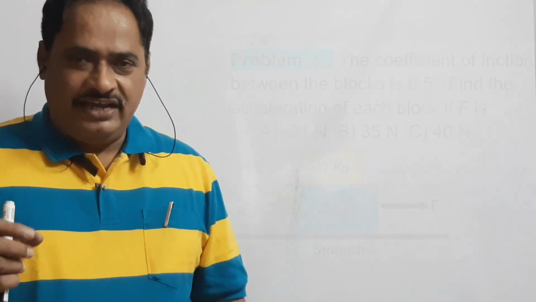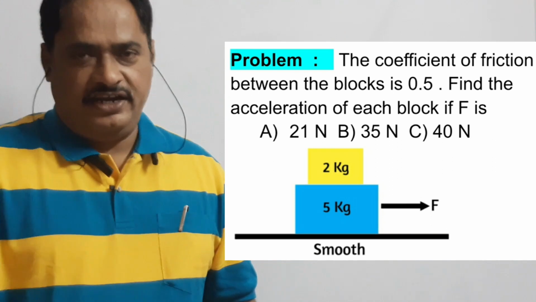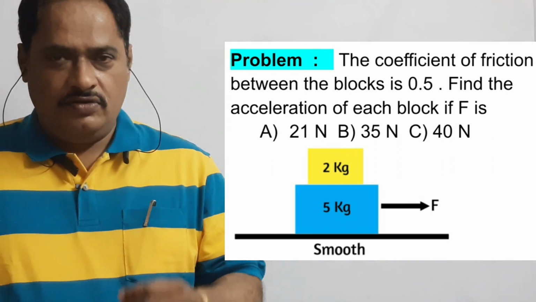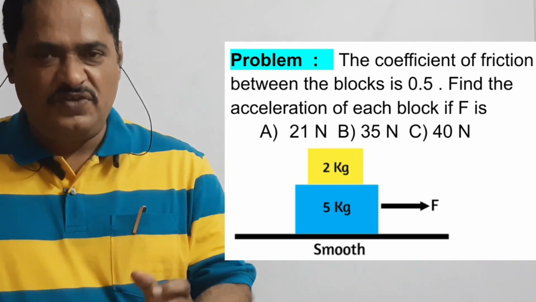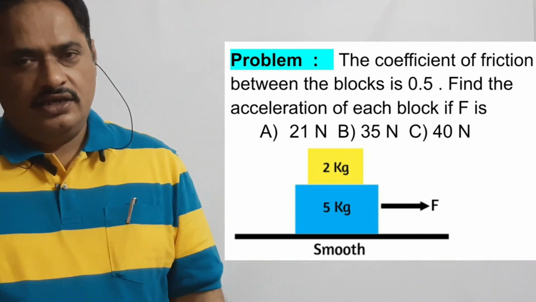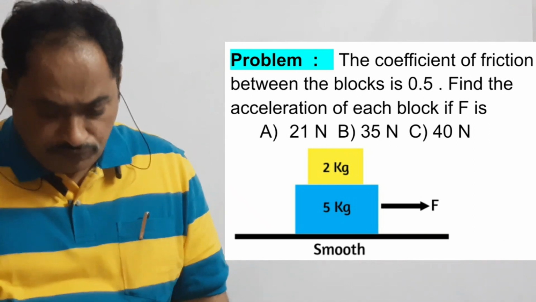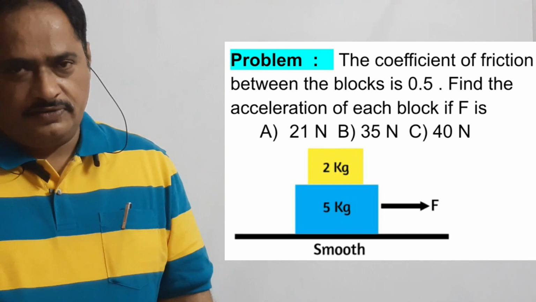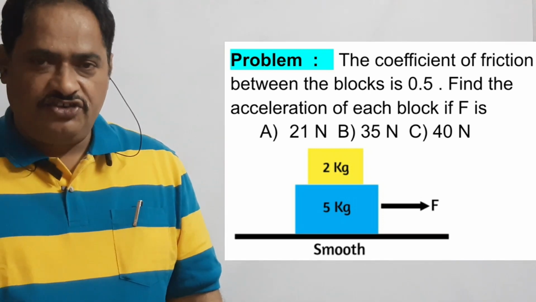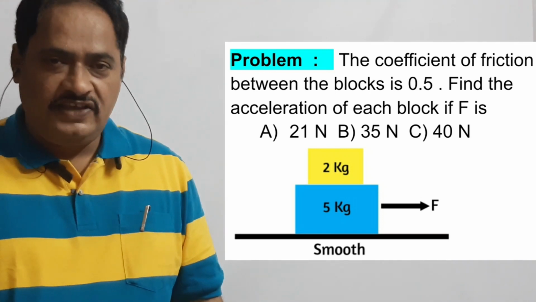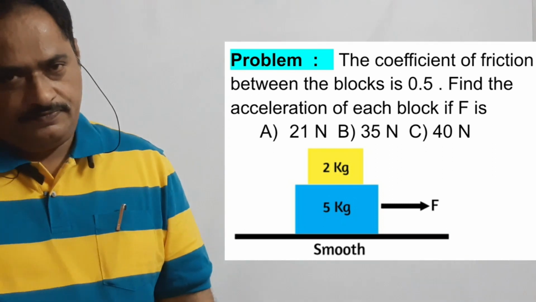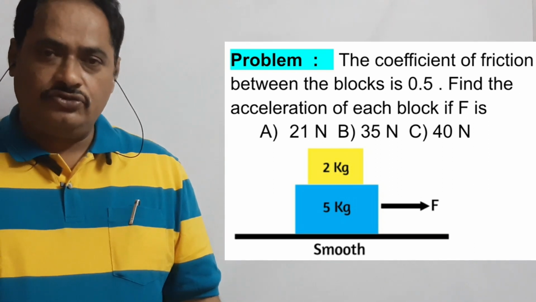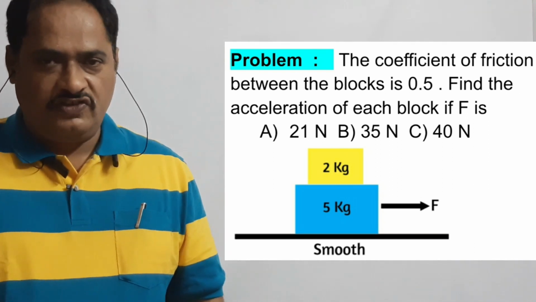Now take one problem with different force values. I want to discuss with 3 cases. In the first one, F equals 21 Newton. Next one, F equals 35 Newton. Then F equals 40 Newton. The coefficient of friction between the two blocks, mu, is equal to 0.5. The acceleration due to gravity g equals 10 meters per second square. So this is the case.